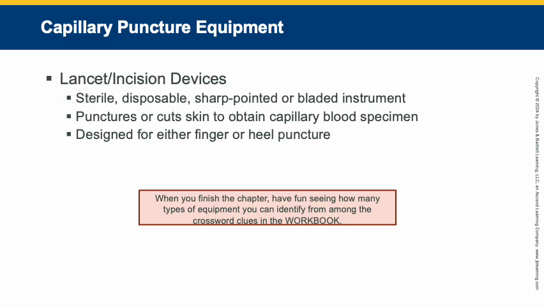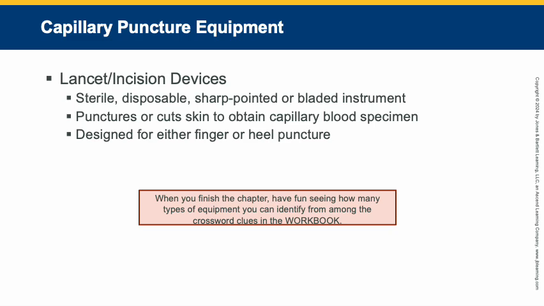You will need a lancet or incision device. There are 2 types of devices that are used for capillary specimen collection: devices that puncture the skin and those that make an incision in the skin. Both are commonly referred to as lancets. Lancets are disposable. They are designed for one use only and have sterile blades or points. They are available in a range of lengths and depths to accommodate various specimen collection requirements.